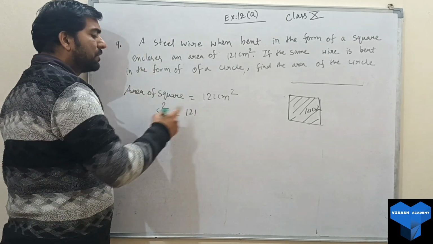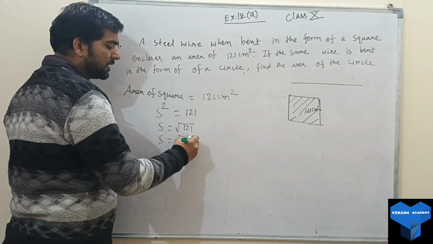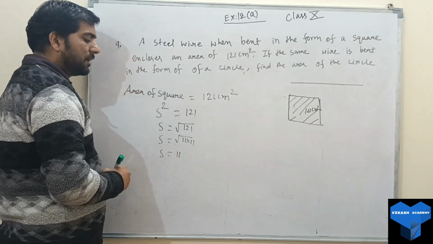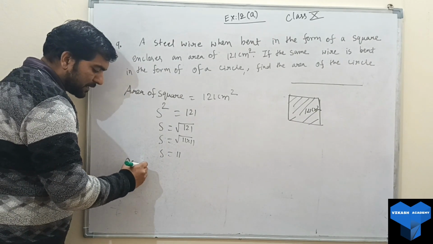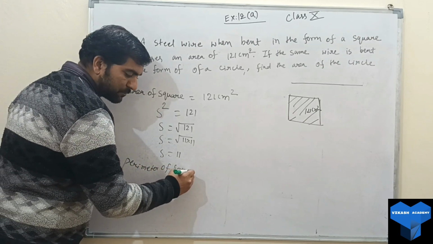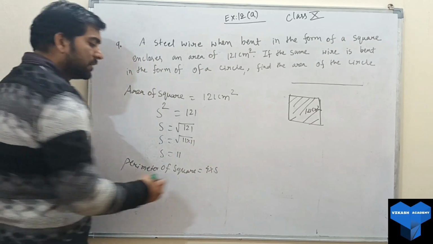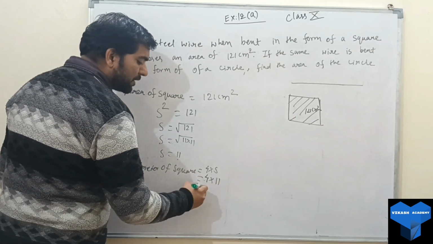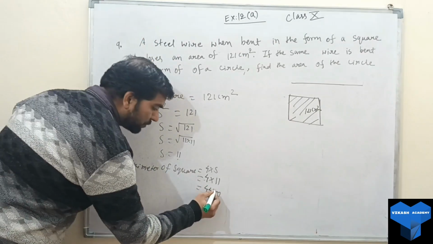The square will go to that side, so it will be root of 121. 121 is nothing but 11 into 11. So what you can take out? 11. So side we got 11. Yes. So you already know what is the formula for perimeter of a square? Perimeter of a square is equal to 4 into side, or 4 into s I can write. So 4 into s is nothing but 11. 4 into 11 we got 44 centimeter.